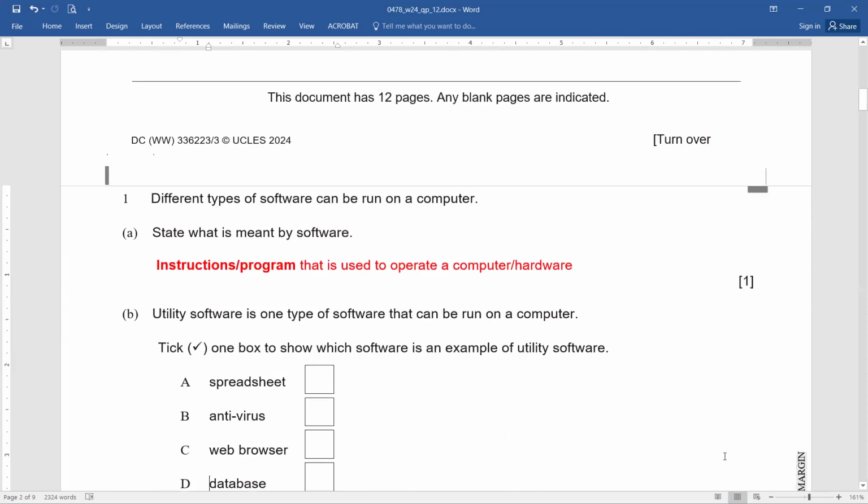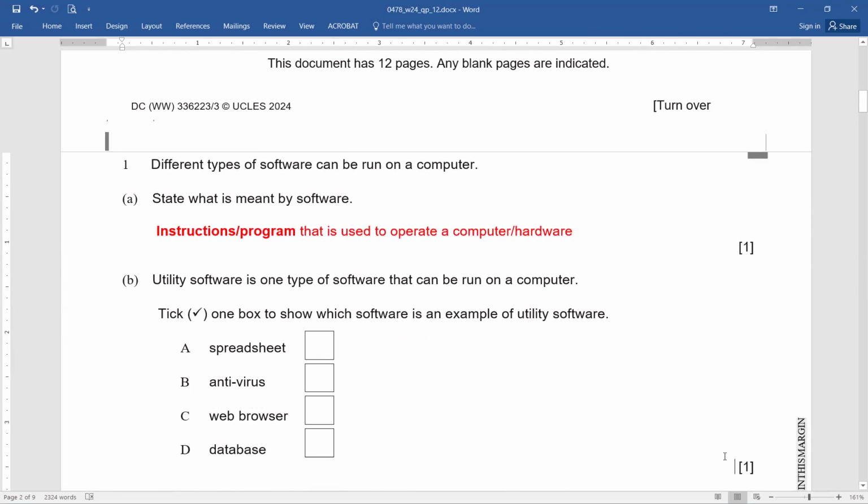Part B. Utility software is one type of software that can be run on a computer. Tick one box to show which software is an example of utility software. So what can you write? Spreadsheet? Definitely not. Antivirus? Yes. Web browser? A big no. Databases? A big no. So the right answer for this one is antivirus. You have ticked antivirus, and you have scored 1 out of 1.